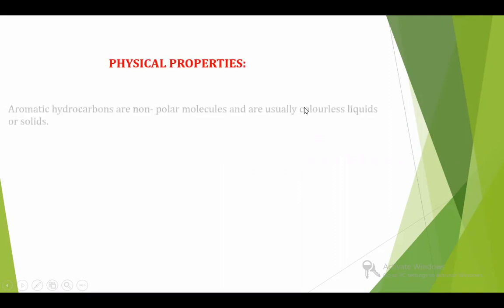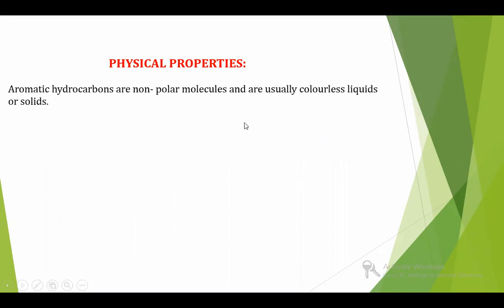Okay, this is about the structure. Next we'll study the physical properties of benzene. Benzene is an aromatic hydrocarbon, a non-polar molecule, usually colorless liquids or solids. Aromatic compounds, especially benzene or benzene derivatives, whether benzenoid or non-benzenoid, are hydrocarbons or non-polar molecules. Non-polar means the electronegativity difference is small.